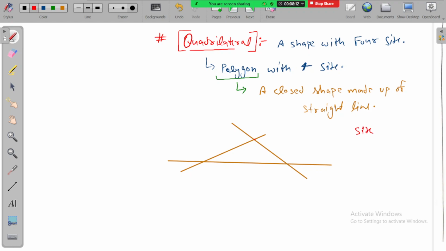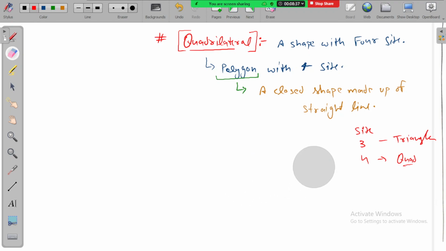So the three-sided shape is known as a triangle, and the four-sided shape is known as a quadrilateral. This way we will move ahead. A five-sided one is known as a pentagon, a six-sided one is known as a hexagon, and this way it will continue. Any confusion in that? Okay. For right now, we need to specifically discuss quadrilaterals. So a quadrilateral is a closed shape made up of four sides.